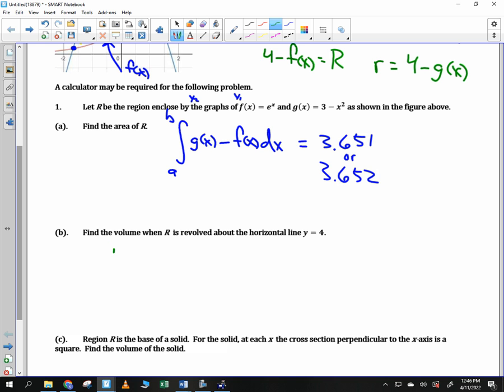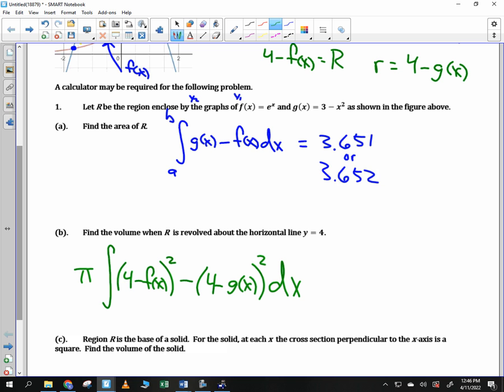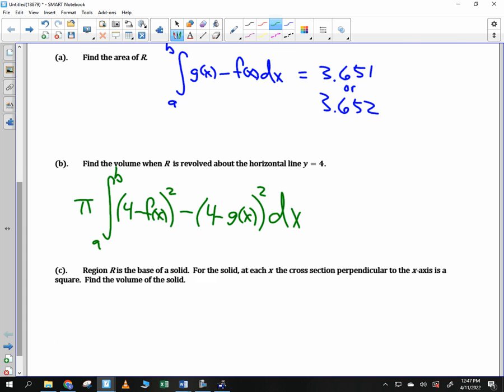So it says find the volume. We got pi times big R squared, which is 4 minus f of x squared, minus little r, 4 minus g of x squared dx. And we're going to integrate from what to what? A to b. So I don't know about you, but I feel like I would make more mistakes if I were to actually plug in the functions there. You know what I mean?